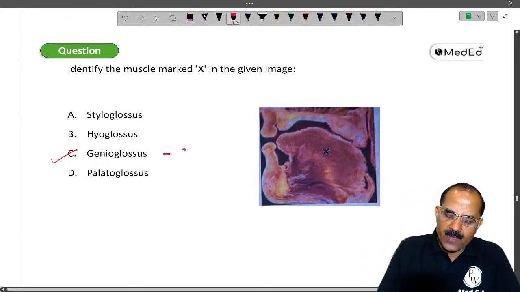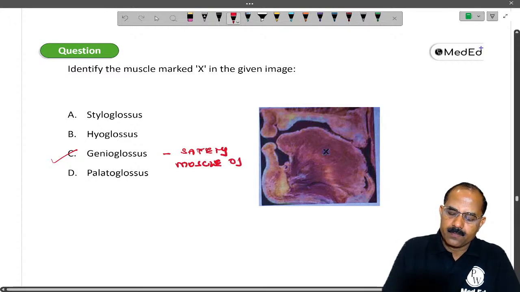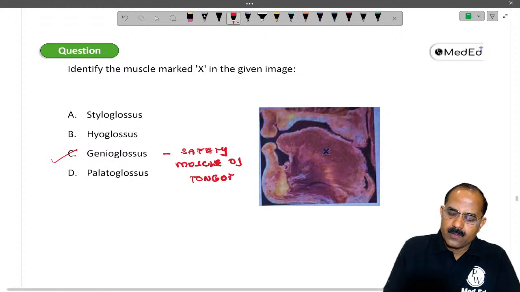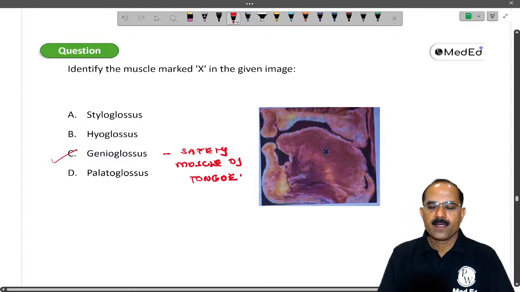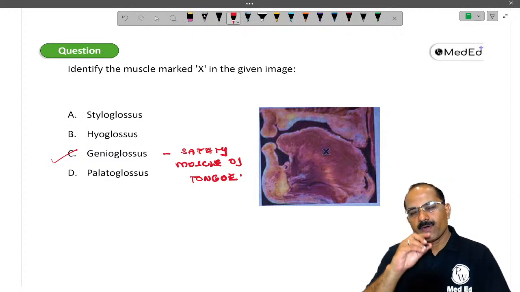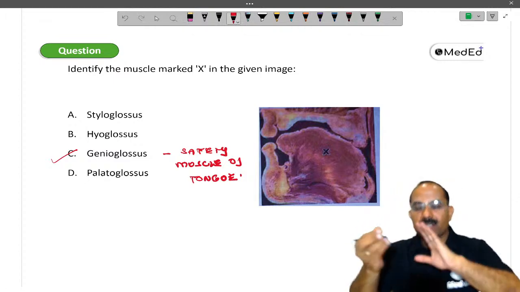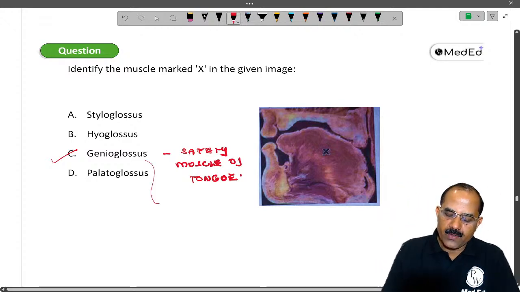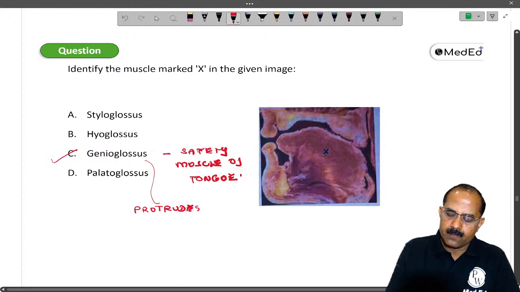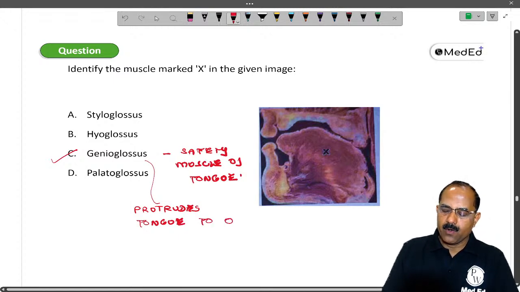The genioglossus is also known as the safety muscle of the tongue. Genioglossus protrudes the tongue. And if the hypoglossal nerve is damaged, the tongue deviates to the same side of the lesion. Genioglossus protrudes the tongue to the opposite side.